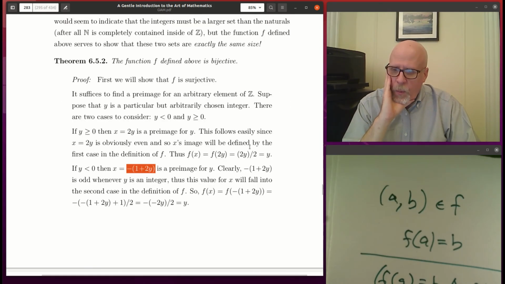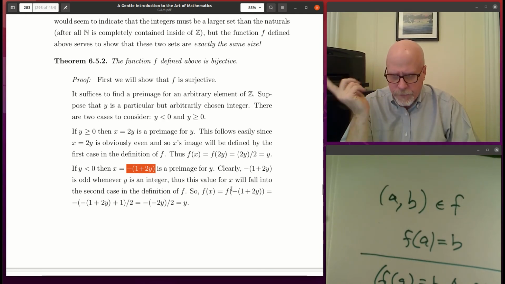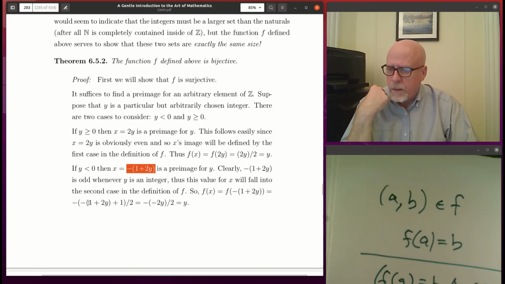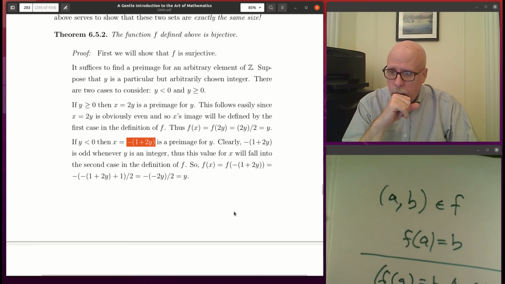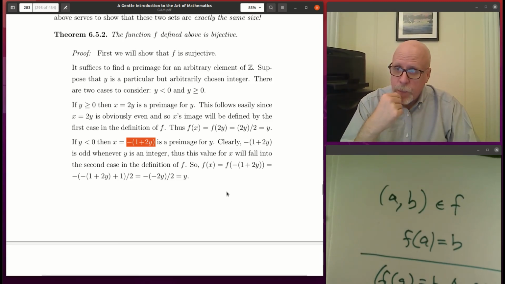So what I have done then is fill in the negative of 1 plus 2Y into the second case, and we're going to run the algebra of that. F of x is f of negative of 1 plus 2y is, oh gosh, that's the formula applied to it. But, you see, it's just algebra from there. It simplifies down to y. So that's a preimage. So those two cases together show you that this is surjective.